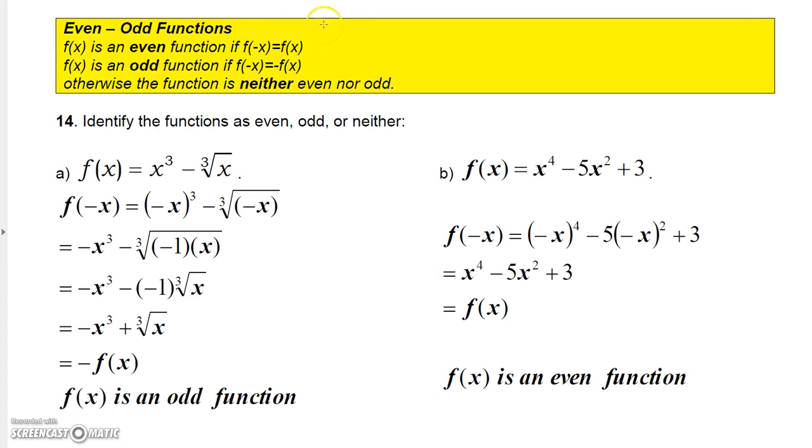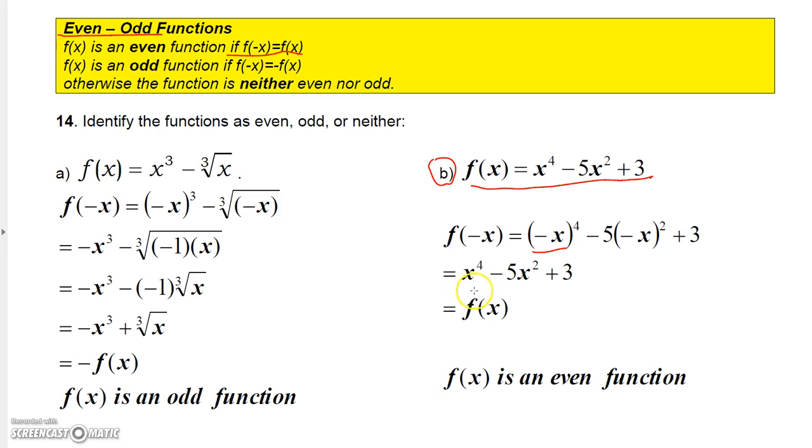Okay, let's wrap up this section and talk about even and odd functions. An even function, a function is even if when you evaluate it at f of negative x, you get f of x. Okay, so go over here. Let's start with b, because that's the order I did them in.